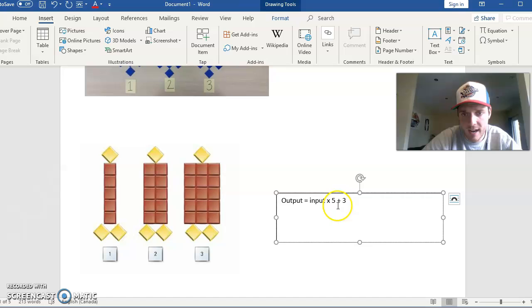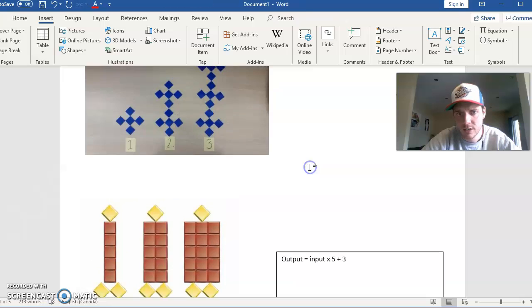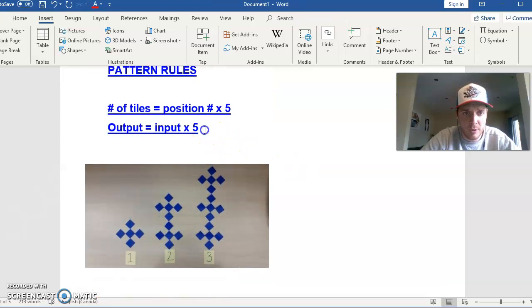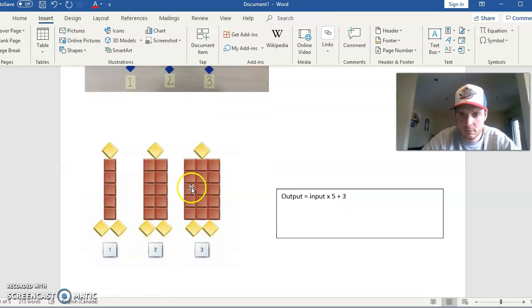It's times 5 because it's still going up by 5 each time. It's just we don't start at 5, 10, 15. We start at 8, 13, 18. It goes up by 5. Just starts differently because of this plus 3, or the 3 yellow squares that are on each spot. So output equals input times 5. That's the pattern rule. Output equals input times 5 plus 3.